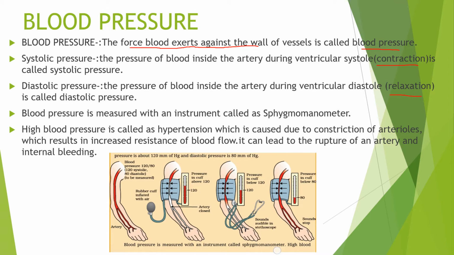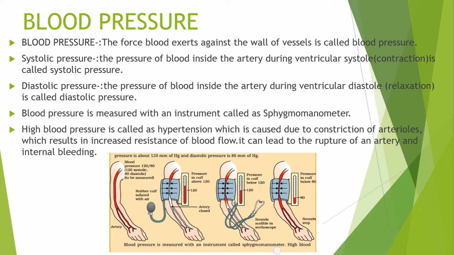Now, this is systolic blood pressure: the pressure of blood inside the artery during ventricular systole. We have seen ventricular systole, that means contraction, right? And opposite to it is diastolic pressure, that is the pressure of blood inside the artery during the ventricular diastole.